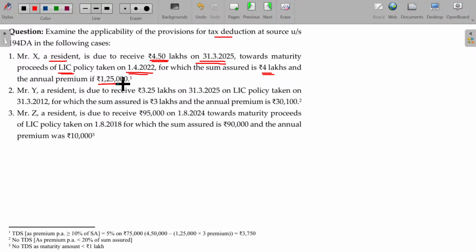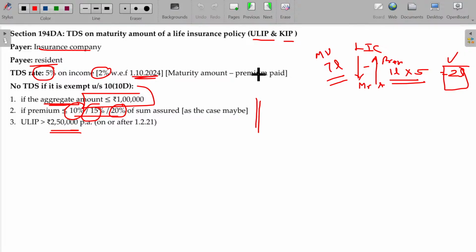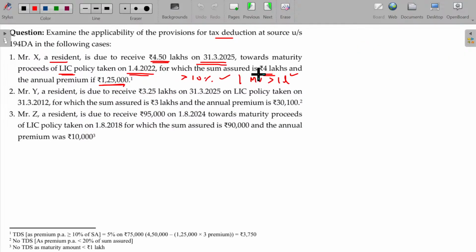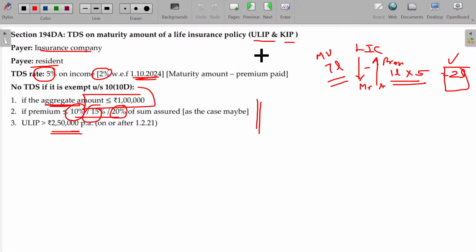Definitely TDS is applicable as per this limit. 10% crossed, so TDS is applicable. Next, what about the maturity value? If the maturity value is more than 1 lakh, it will also be applicable. And when do you receive this? On or after 1/10/24. Okay, then what's the rate you can use? You can use 2% also.